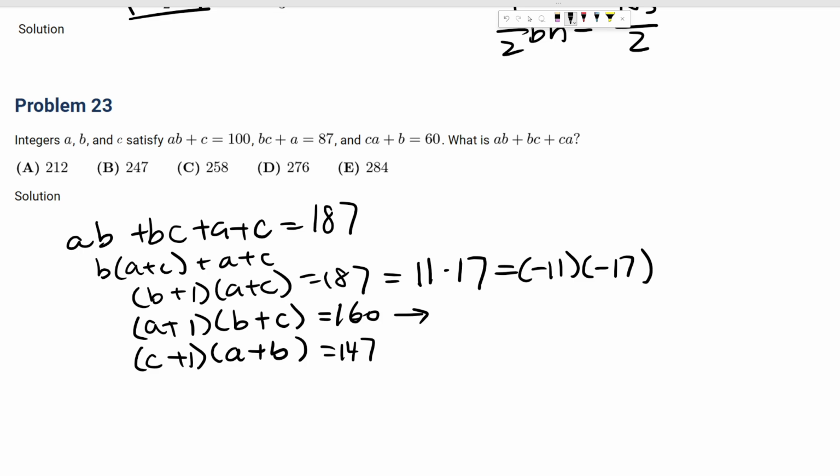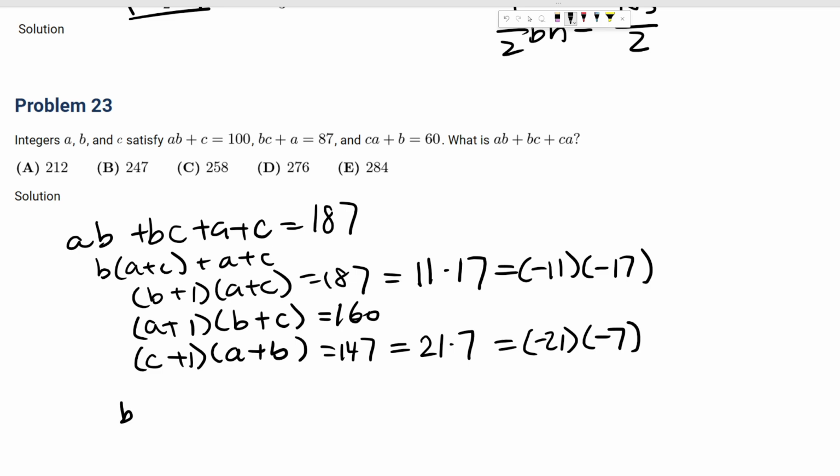160 has a lot of different ways to factor, so let's just leave that alone for now. And 147 is 3 times 49, but this seems pretty far away. So let's use the other one instead. We'll use 21 times 7, or negative 21 times negative 7. So now we can just bash through these and see if we get something that works.